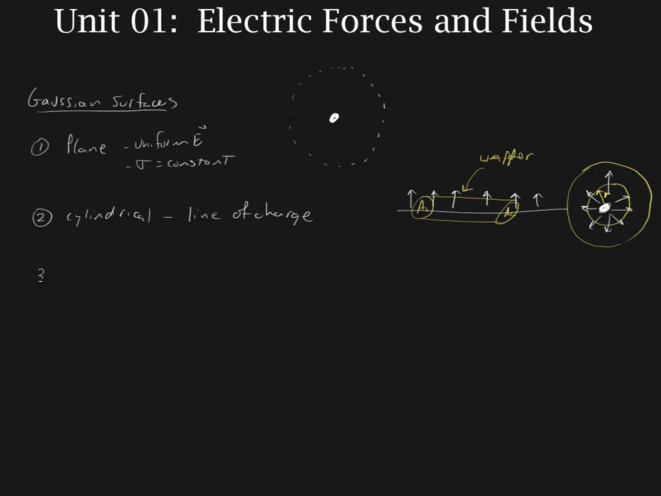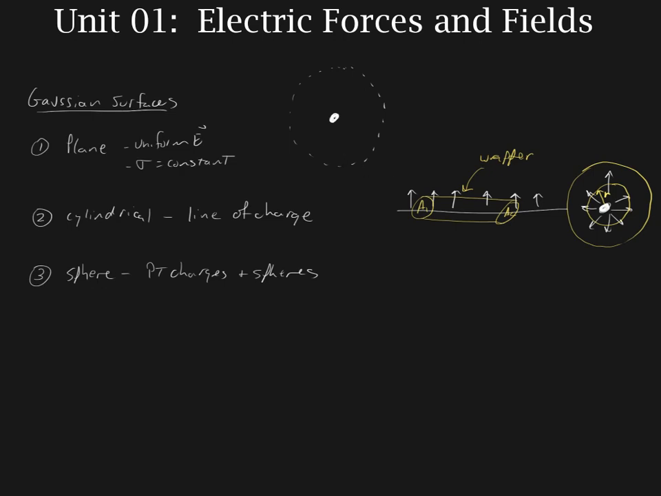Lastly, the third fundamental Gaussian surface is going to be a sphere or spherical. And that Gaussian surface is going to be used to enclose point charges and other spheres, and that was our beach ball and baseball example up here.